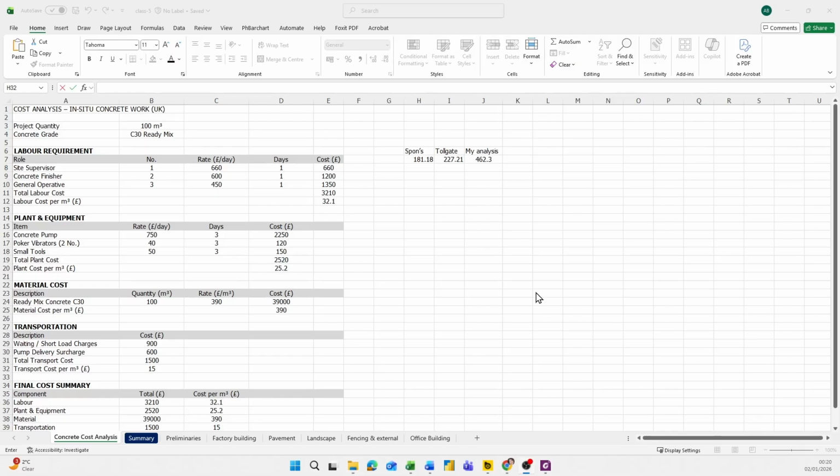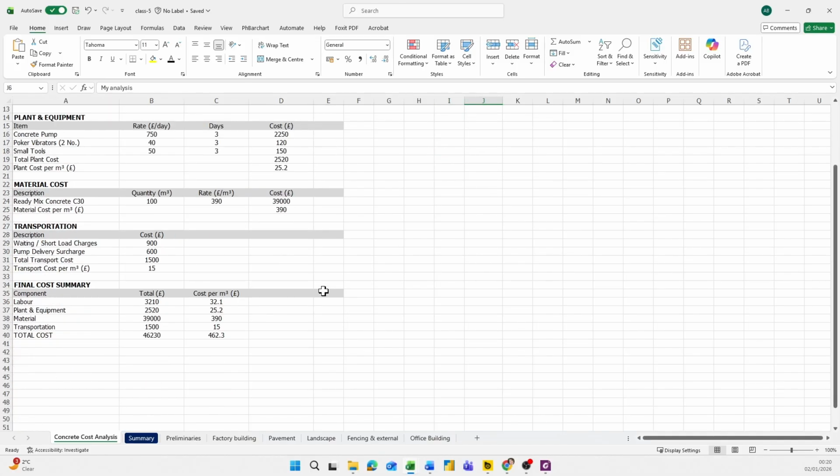Let's make some comparison for analysis. You see the Spon price per cubic meter, the tollgate, my previous project historical data, and my analysis.